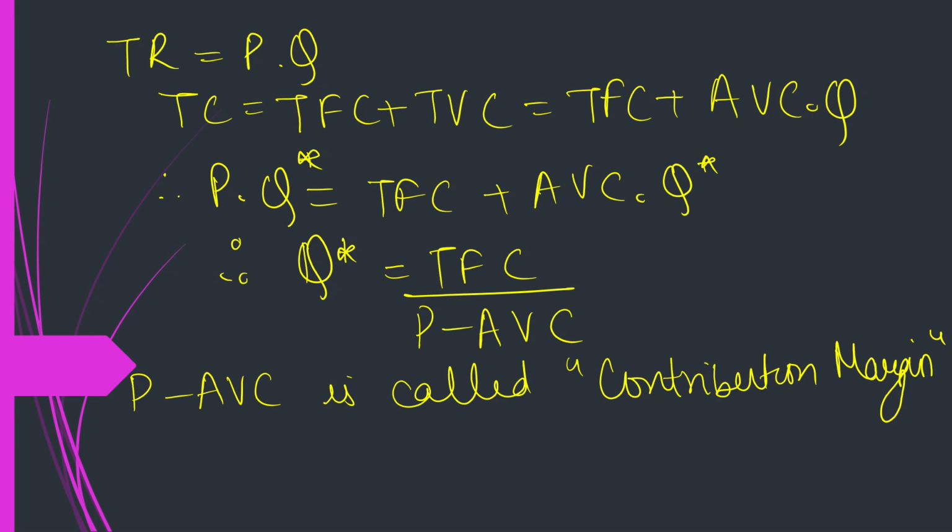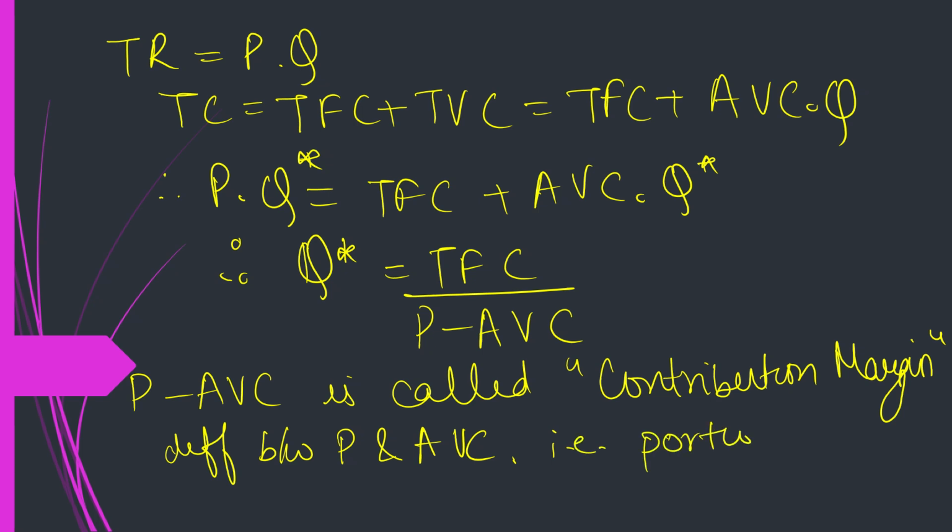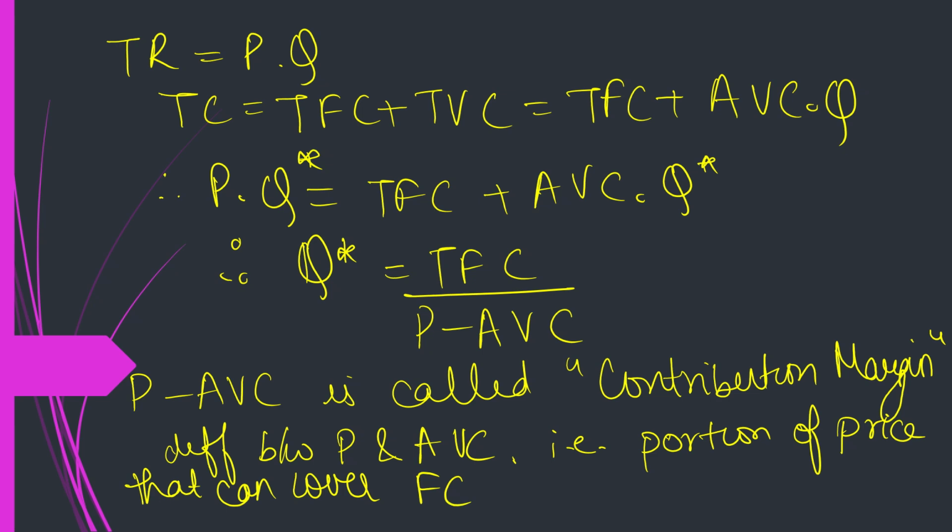Contribution margin is the difference between price and average variable cost. It represents the portion of the price of the commodity charged by the firm that can be covered by fixed cost and contribute to profit. That is, the portion of price that can cover fixed cost and contribute to profits.